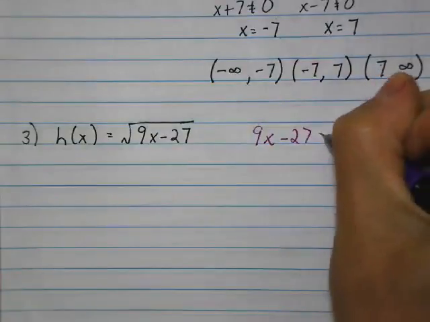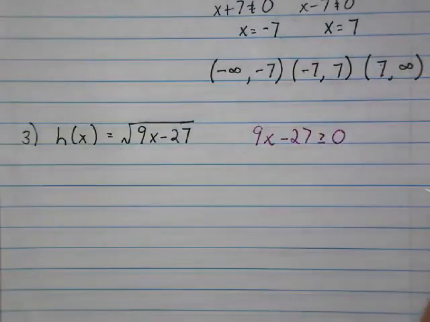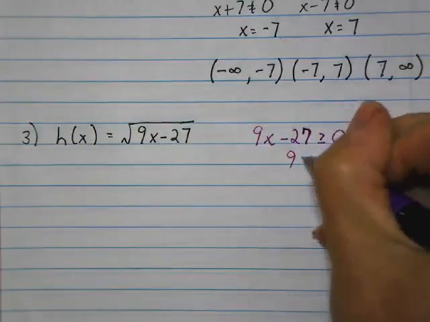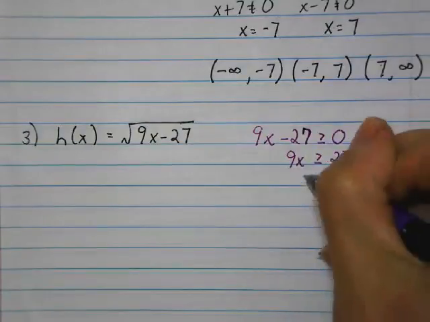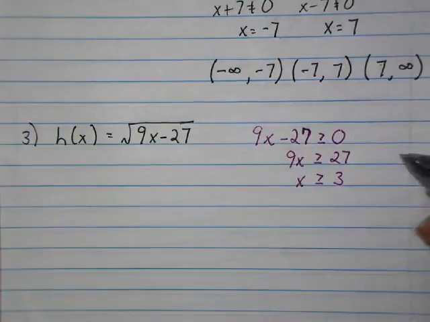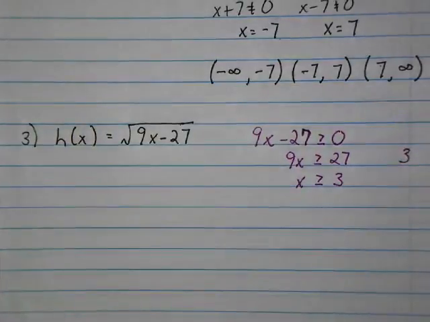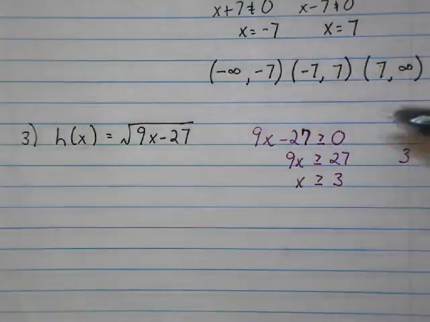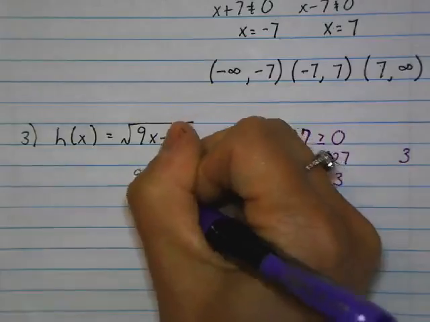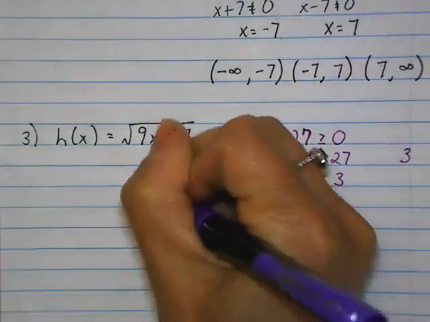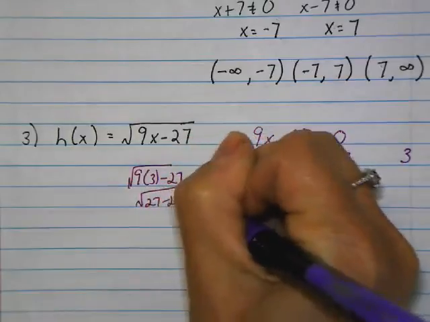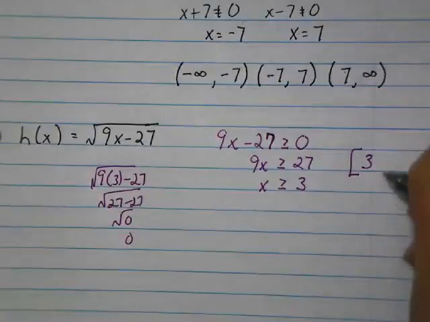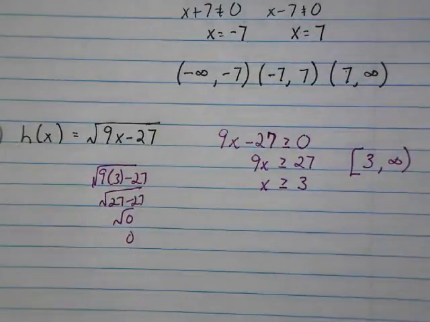Alright, I'm just going to go ahead and solve that. So I get 9x is greater than or equal to 27, so x is greater than or equal to 3. Now this time, the function at 3, if I plug 3 in, it's still valid because I can take the square root of 0. If I plug in 9 times 3 minus 27, that's the square root of 27 minus 27, the square root of 0, which is 0. So 3 is part of my domain, and then it goes on to infinity. So this time I'd have my square brace and my parentheses.